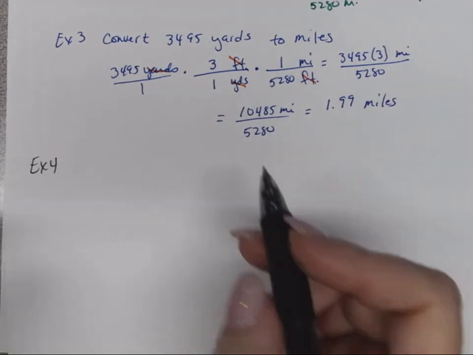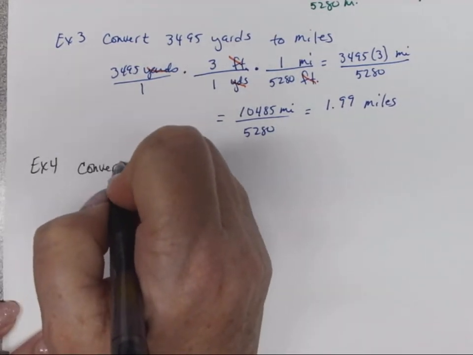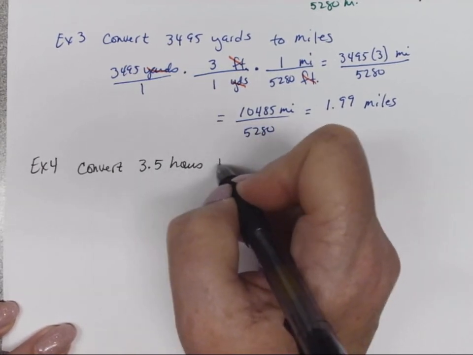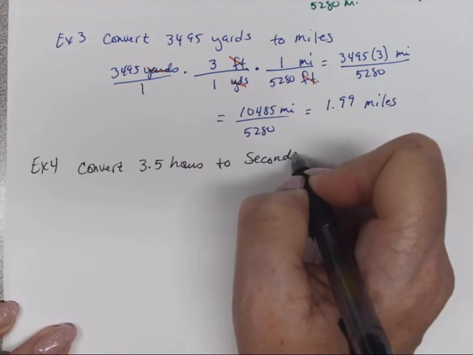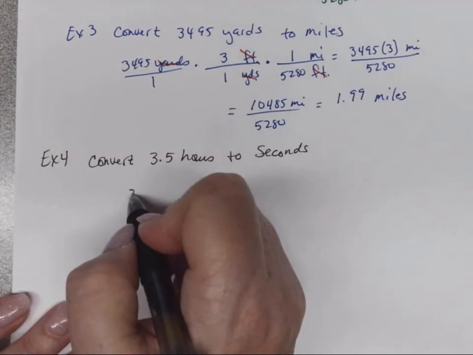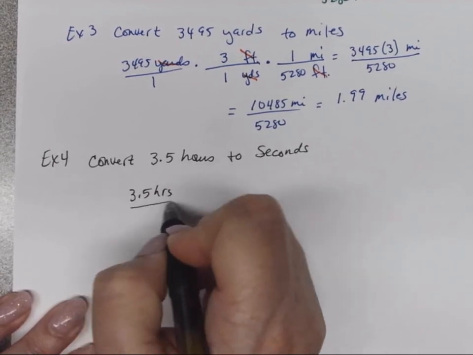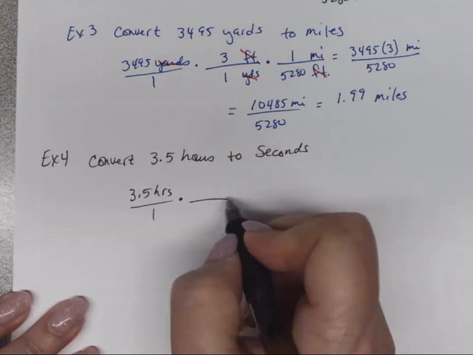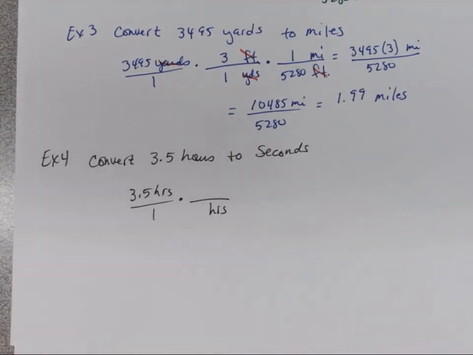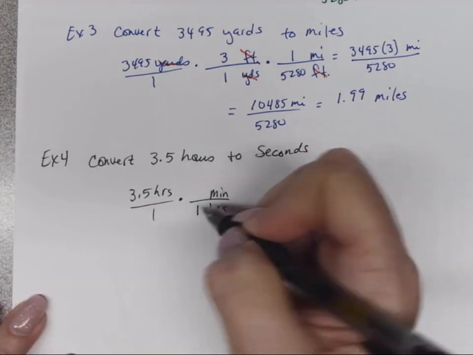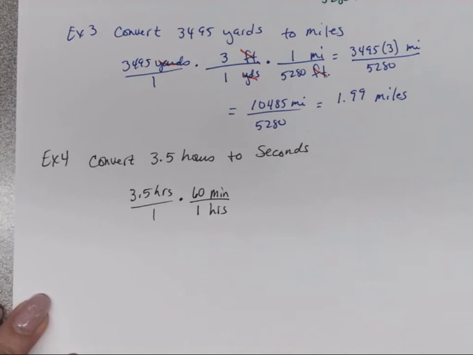So for example 4, we are going to convert 3.5 hours to seconds. So again, I start with what I'm given, so 3.5 hours over 1 times, I need to go to hours, I got to convert hours. I know how many minutes are in an hour, so I can go from hours to minutes. So I have 1 hour to 60 minutes. So the hours are canceled.